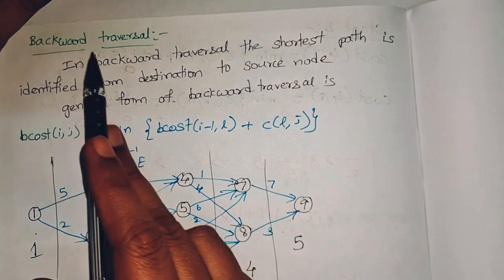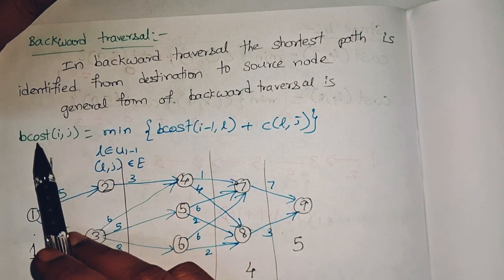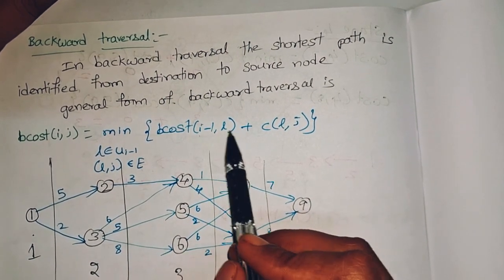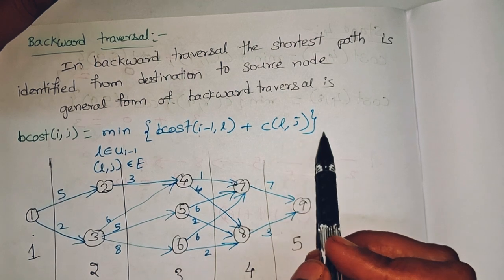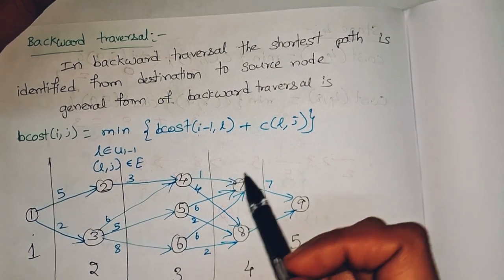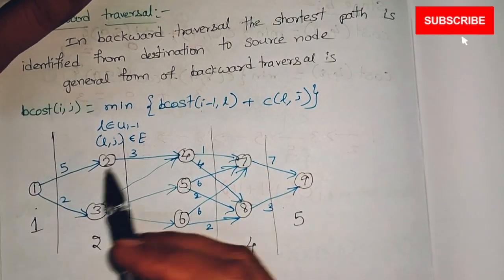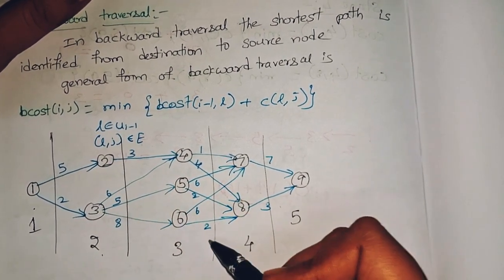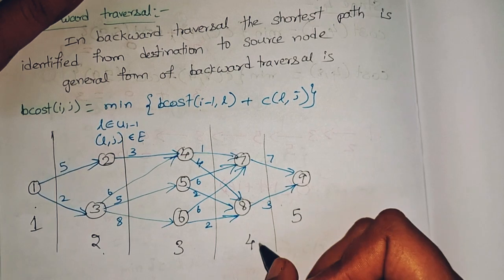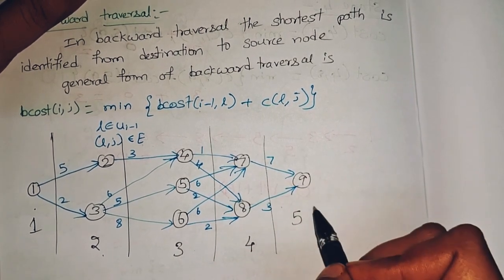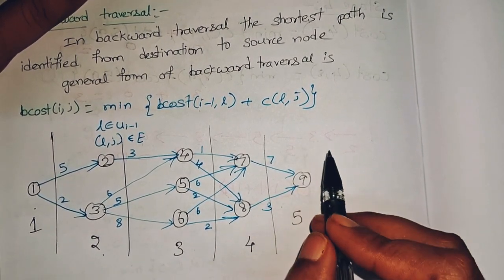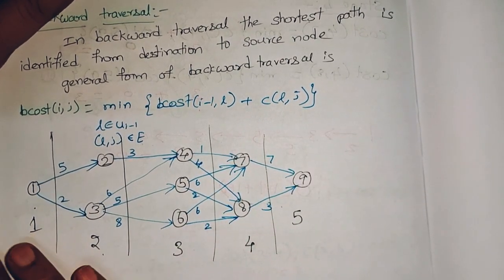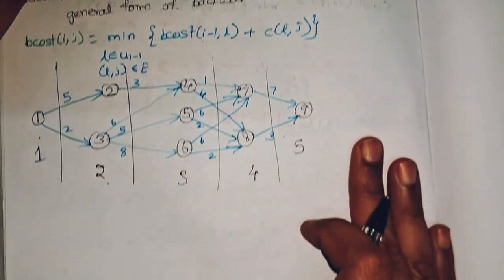So this is the formula for the backward traversal method. b cost of i comma j equals the minimum of b cost of i minus 1 comma l plus c of l comma j. Normally in the forward traversal method we start from node 1, then go to the nodes in stage 2, then the nodes in stage 3, the nodes in stage 4, and finally to the destination node. But in the backward traversal method we start from the destination node and then go backward towards the source.